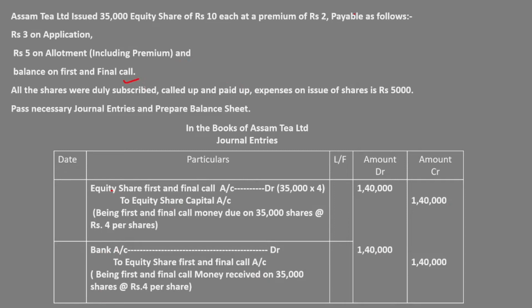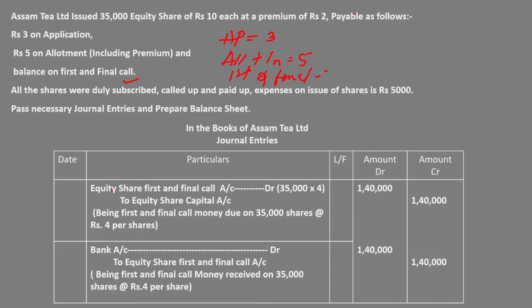The last we have is the balance on first and final call. As we know, for applications we have 3, and for allotment including premium we have 5. Then what will be the first and final call?